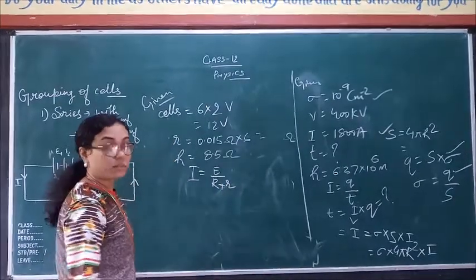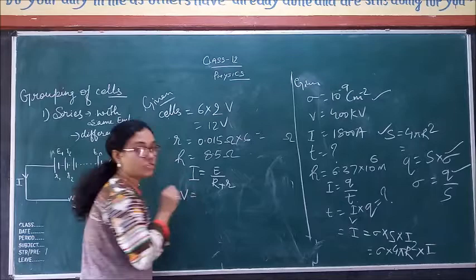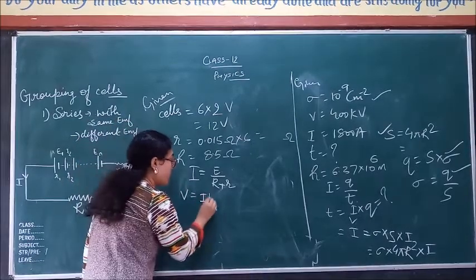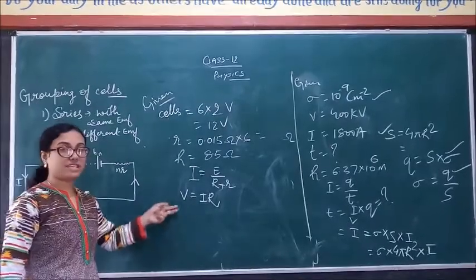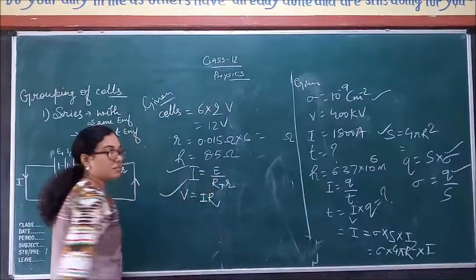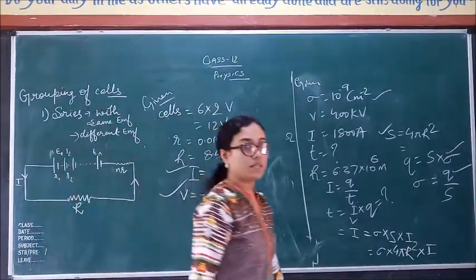Now, what will be the another is terminal potential difference. V is equals to IR. So this is your second formula. Current bhi nikal liya, terminal potential difference bhi nikal liya.